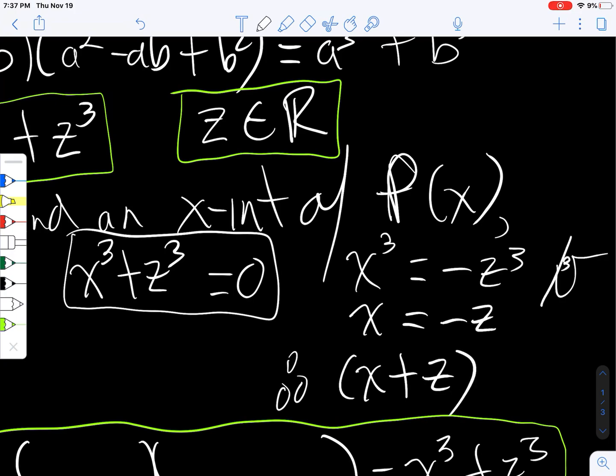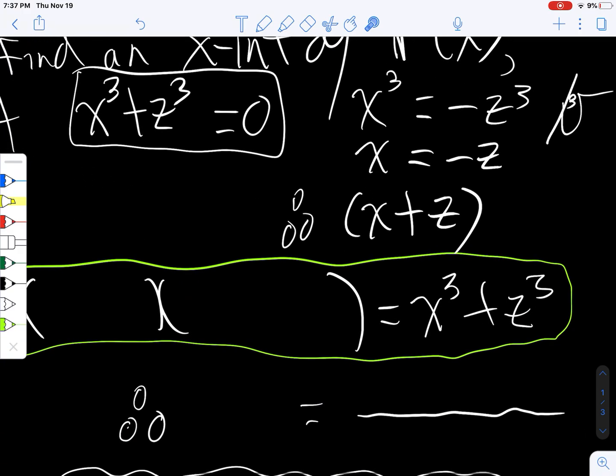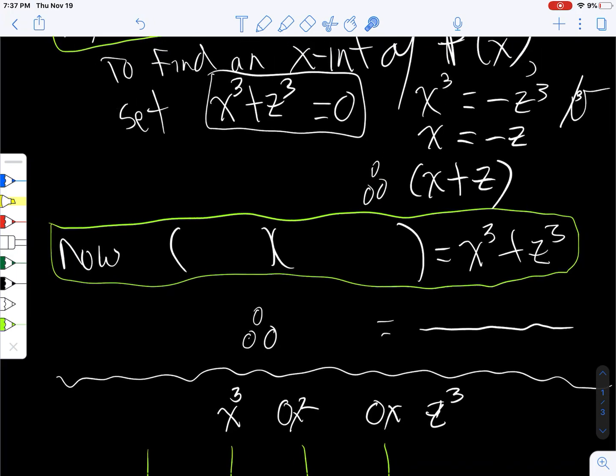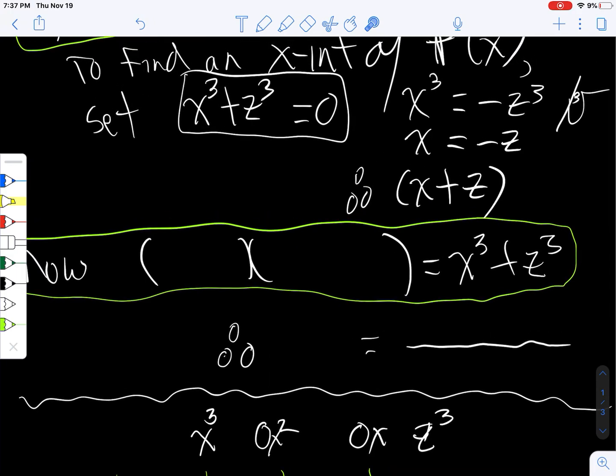So I know that a factor of this is this. I definitely know that's true. Again, that's the factor theorem. What I did is prove that x equals negative z is an x-intercept of x cubed plus z cubed, therefore x plus z is a factor. Okay, x plus z is a factor. All right, so from there, what we need to do now is go through the rest of the process.